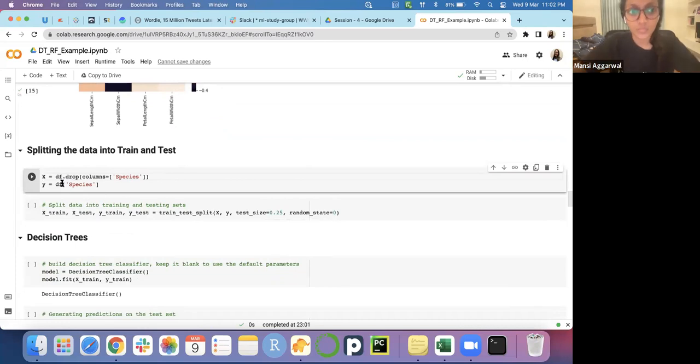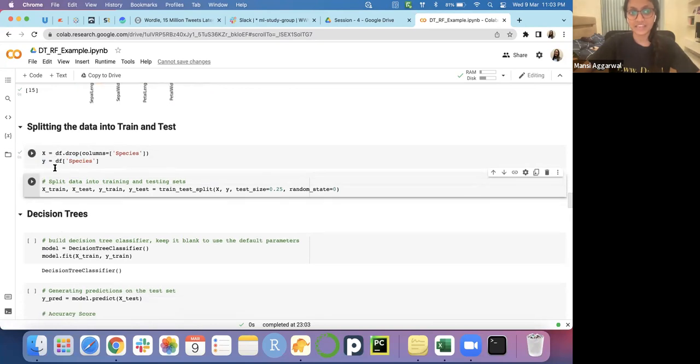Now what we'll do is represent X by our independent features and Y as our dependent feature. So we will take DF and drop the species column and store it in X, that is all the features. And for Y, we will take the species column, that is square brackets and the species name, the feature name, into Y, that is our dependent feature that we have to predict.